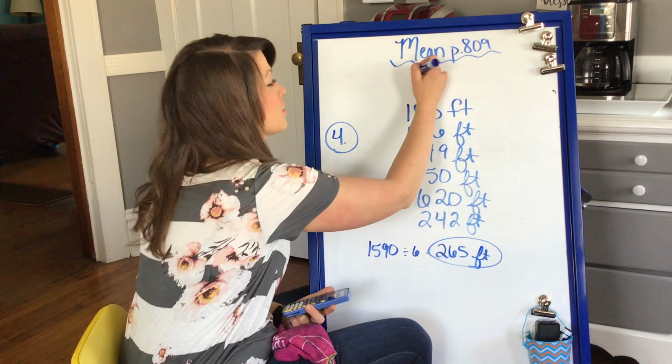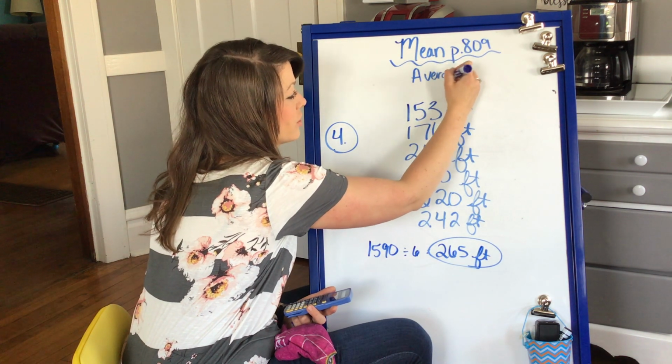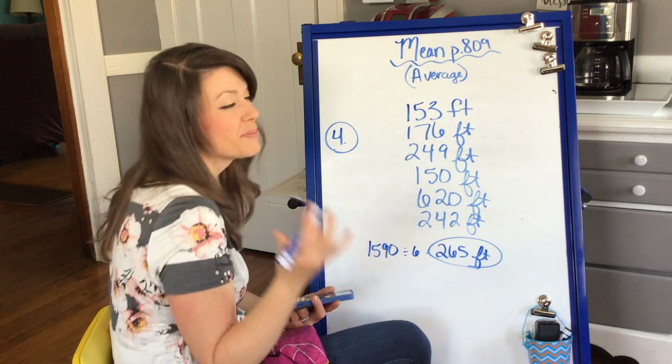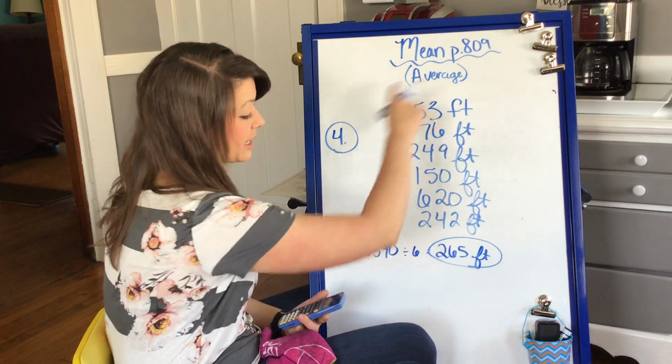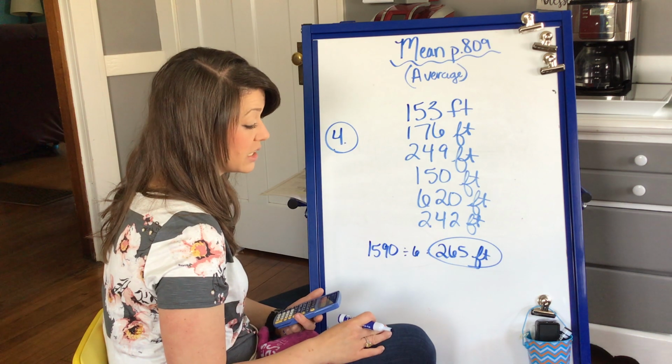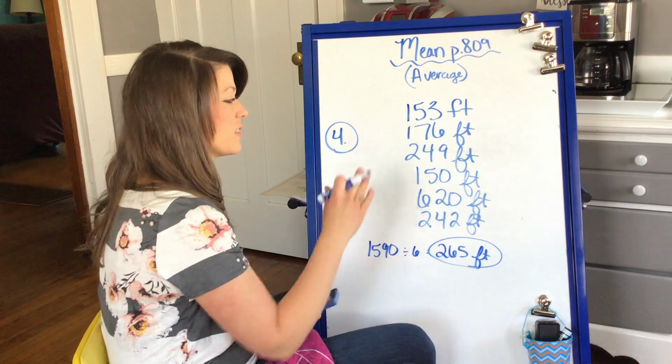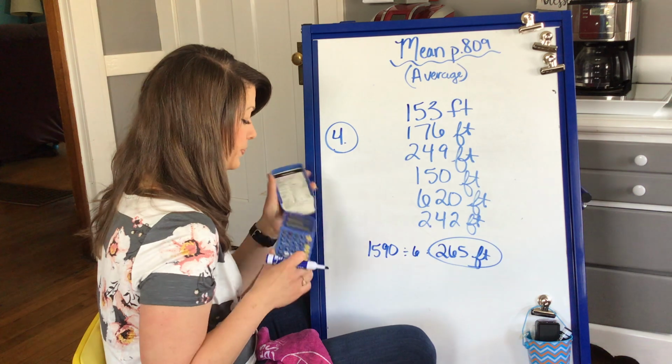So that means the mean. Another word that sometimes people call it is an average. Those are synonyms, but the math term is mean. Find the mean. So the mean height for this data set is 265 feet. So you add them up, divide by the total number of choices that you have.